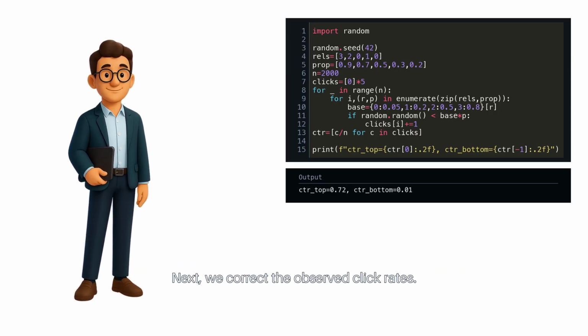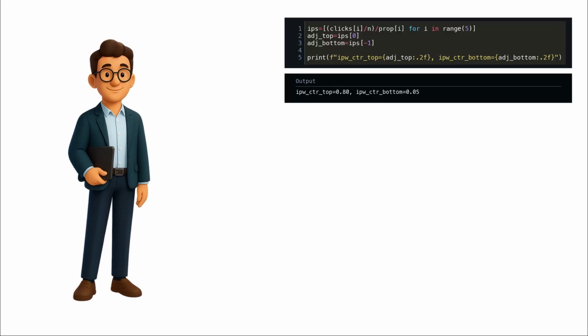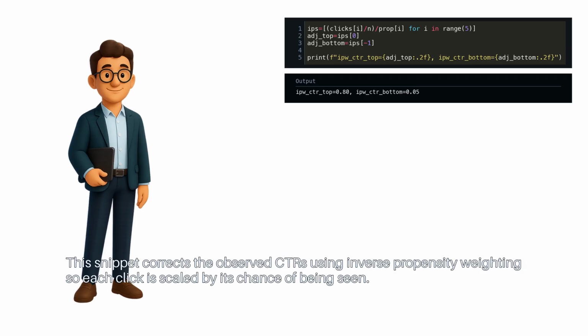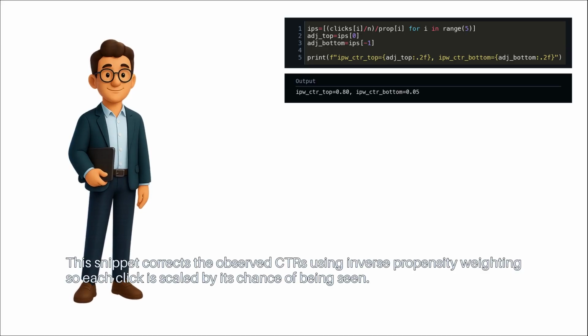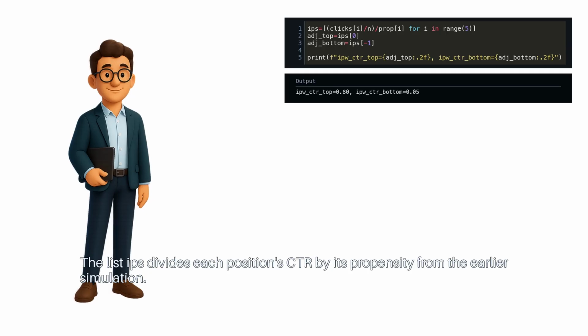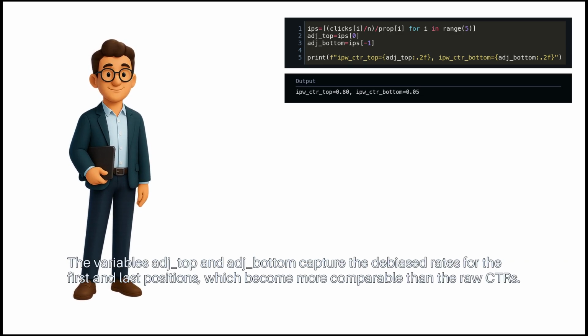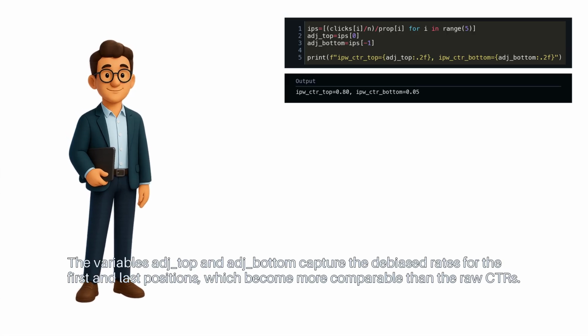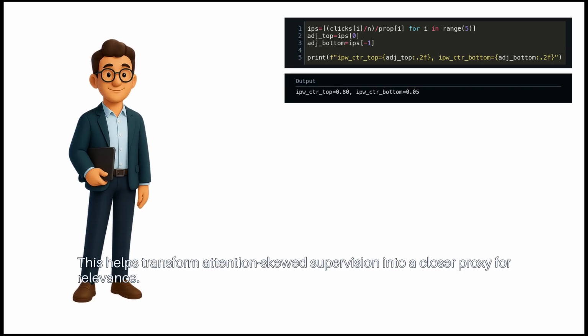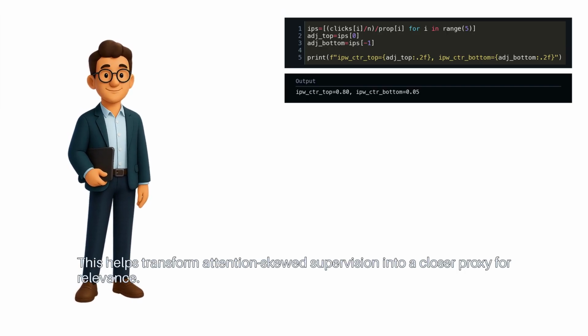Next, we correct the observed click rates. This snippet corrects the observed CTRs using inverse propensity weighting, so each click is scaled by its chance of being seen. The list IPS divides each position CTR by its propensity from the earlier simulation. The variables AdgeTop and AdgeBottom capture the debiased rates for the first and last positions, which become more comparable than the raw CTRs. This helps transform attention-skewed supervision into a closer proxy for relevance.